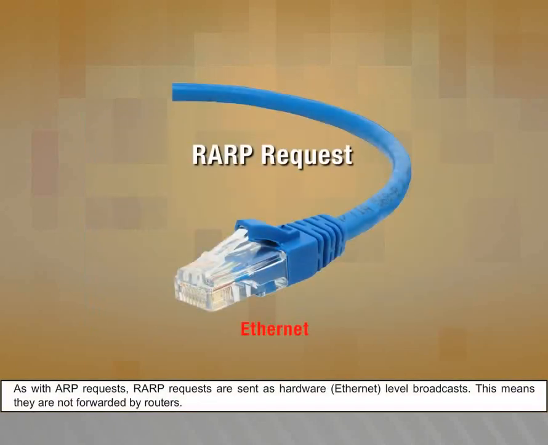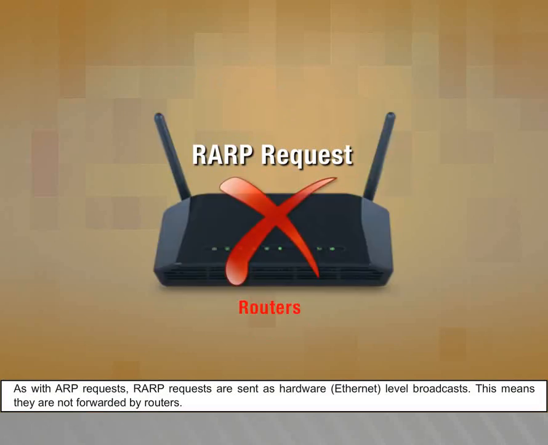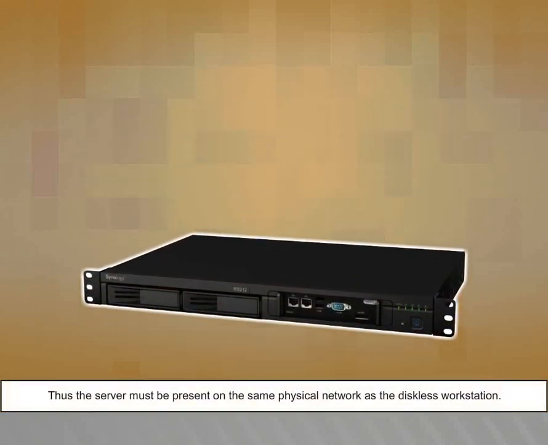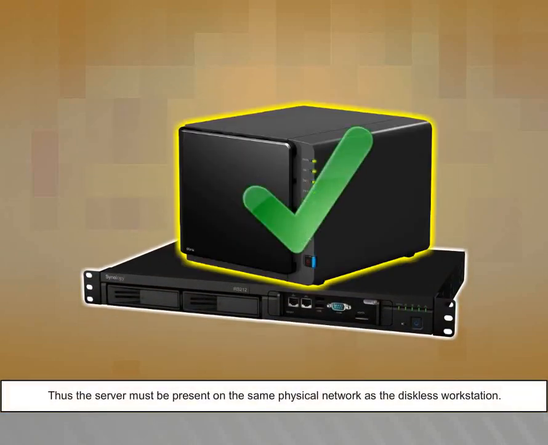As with ARP requests, RARP requests are sent as hardware, that is, Ethernet level broadcasts. This means they are not forwarded by routers. Thus, the server must be present on the same physical network as the diskless workstation.